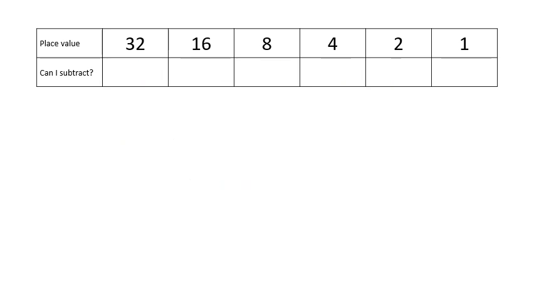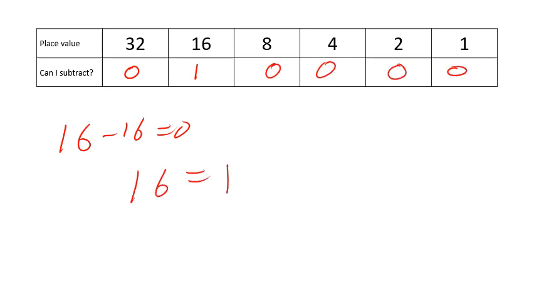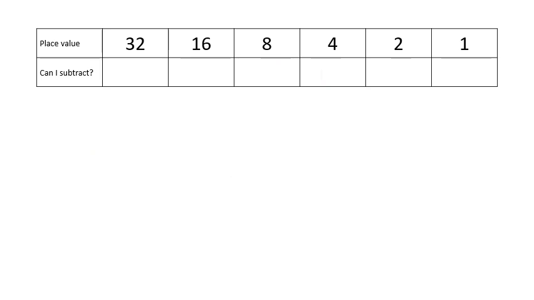Next number, 16. No 32. We have a 16, so we put a 1, minus 16 equals 0. So we can see there's nothing left there. So 16 equals 1, 0, 0, 0, 0. Again, that 0 for the 32's column, we don't need that.